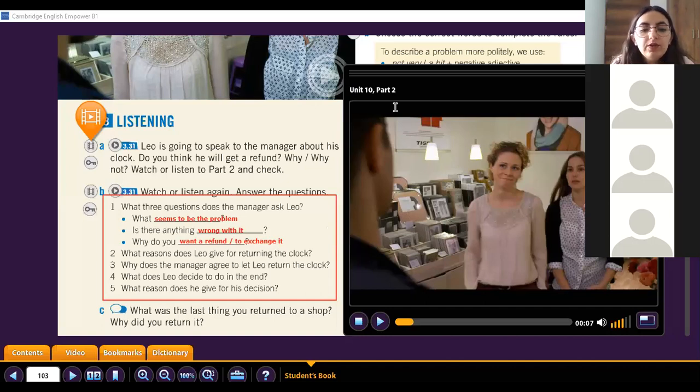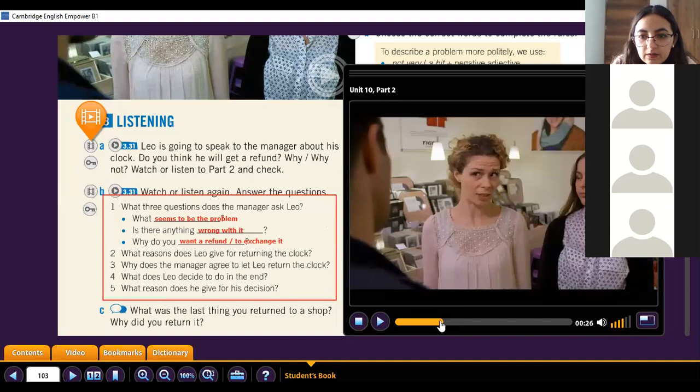Why was he returning the clock? The clock doesn't work. In fact, the clock works. Sí funciona este reloj. There's something. Let me see.